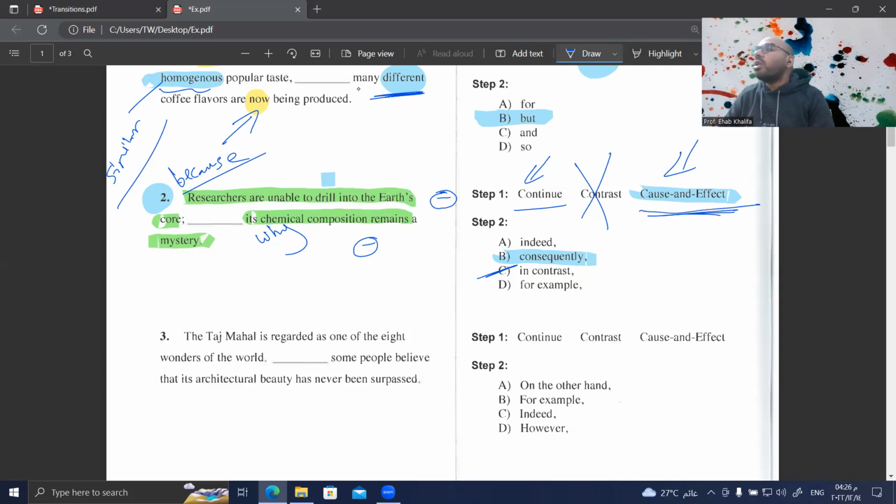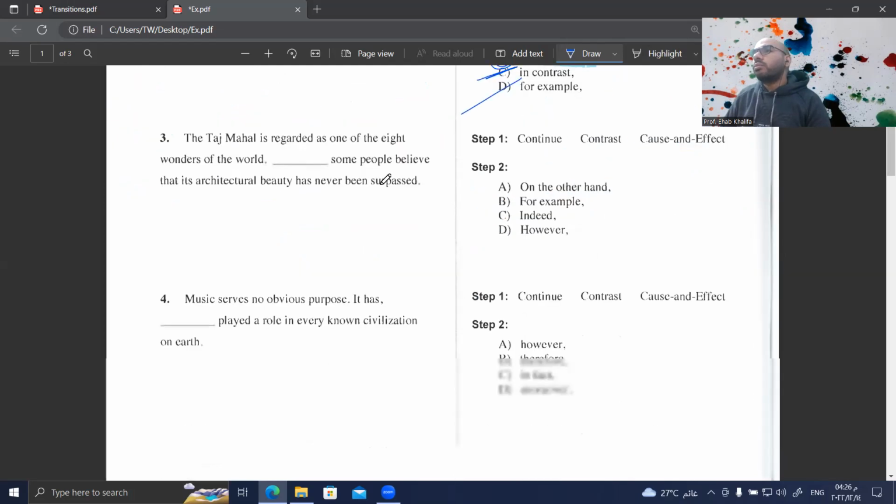The only cause and effect word is consequently. This is the only cause and effect word. The others have indeed, and for example, continuous. I just need cause and effect. Well, number 3, you choose.